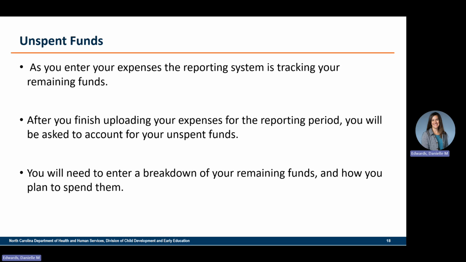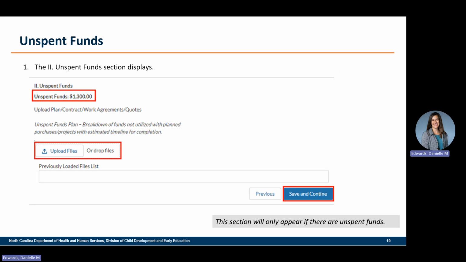As you enter your expenses into the reporting system, it is tracking your remaining funds. After you finish uploading your expenses for the reporting period, you will be asked to account for any unspent funds. You will need to enter a breakdown of your remaining funds and how you plan to spend them. So this is what the unspent funds section looks like, and it will give you the total based on the expenses that you have entered for the reporting period. And then you will be asked to upload your plan for the unspent funds. And this section only appears if you have remaining funds.